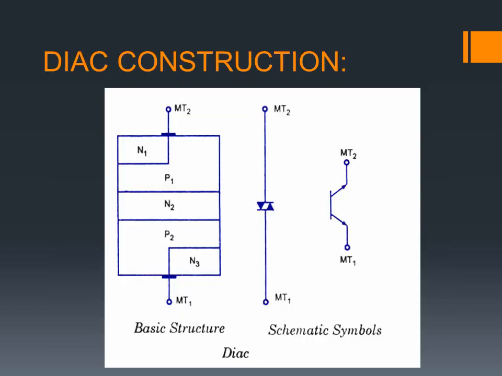Now you can see here the basic construction and the schematic symbol of the diac. A diac is a PNPN structured 4-layer 2-terminal semiconductor device. MT1 and MT2 are the two main terminals of the diac. There is no control terminal in this diac as in case of the triac. It has two junctions, J1 and J2. The doping level at both the ends of the diac is same, so the voltage current characteristics of the diac will be same in both first and the third quadrant.